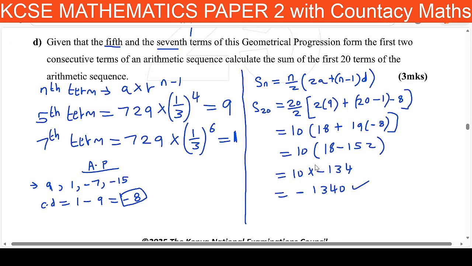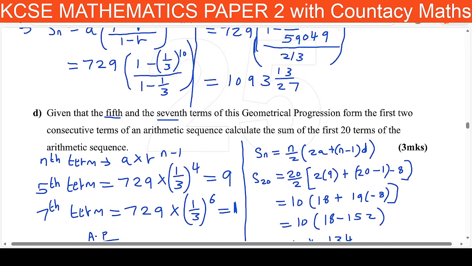And I really hope that you do understand why we are getting a negative. It's because, you see, these terms are decreasing. Therefore, we will have a lot of negative numbers that we are adding together, which then will make the sum a negative number. And that is why we are having this as a negative.